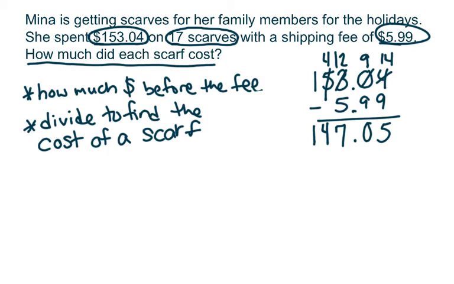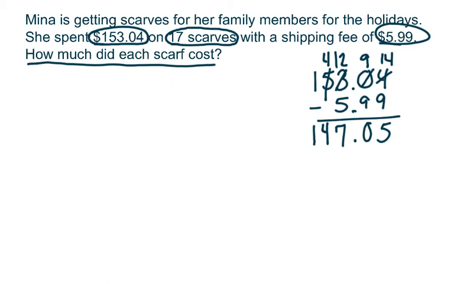Now that we know that $147.05 was spent on just the scarves alone, we need to divide. I'm going to have to do some erasing to make space. Now I have the space to divide. I know that I need to take $147.05 and divide it by 17.